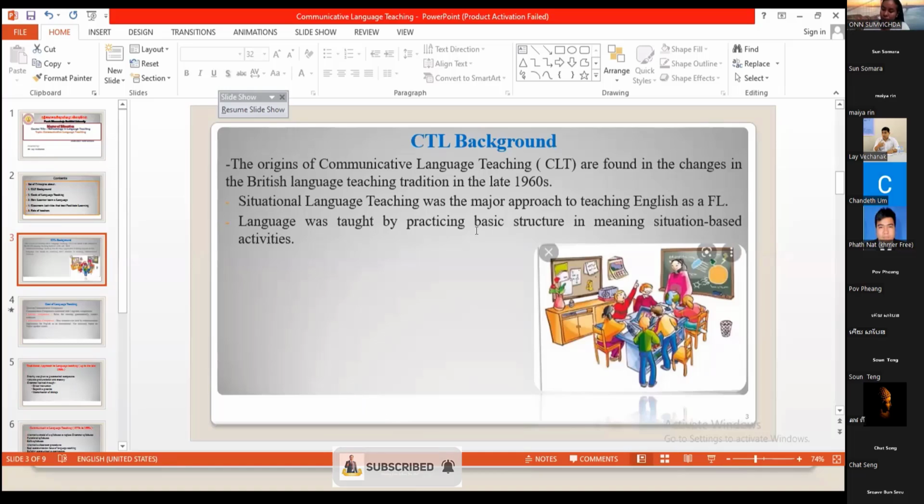So they focus CLT, or communicative language teaching, on the foreign language. And language was taught by practicing basic structures in meaningful situation-based activities. We're talking about real practice or real conversation in order to improve the student's competence.